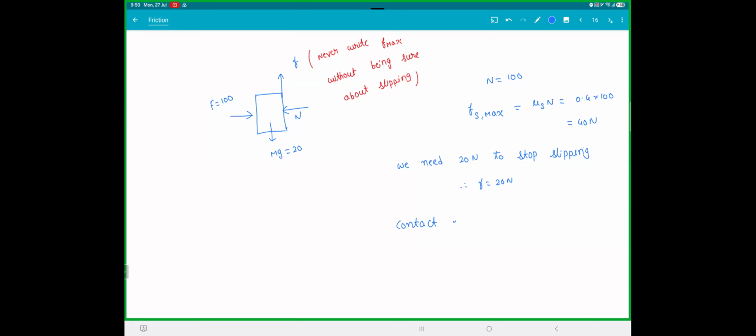And what is the contact force? Root over N square plus f square. 10,400. So I'll leave it to you. Is that clear, everyone? Easy. Next one.